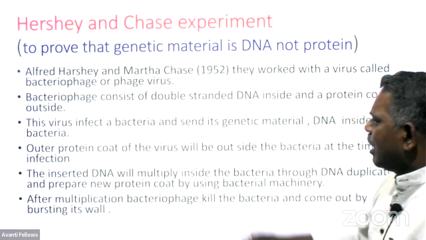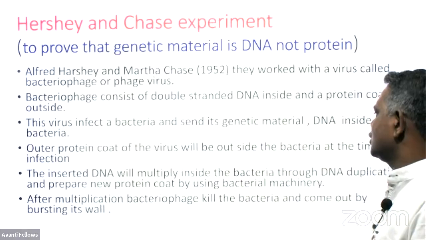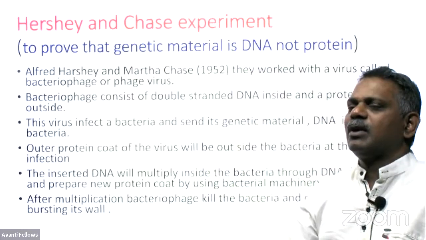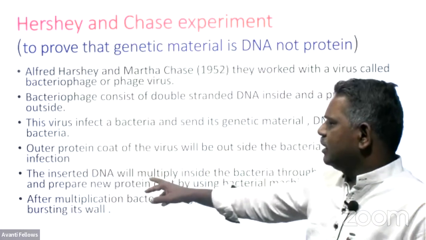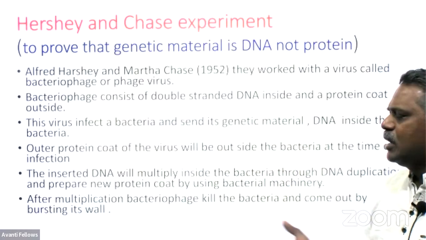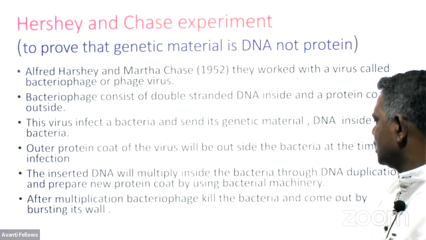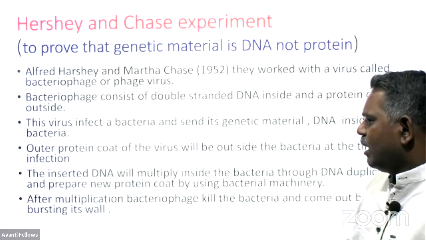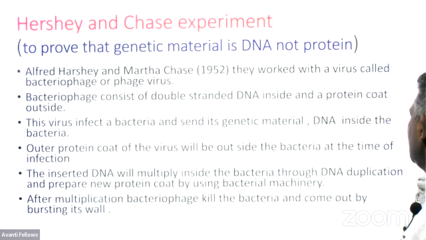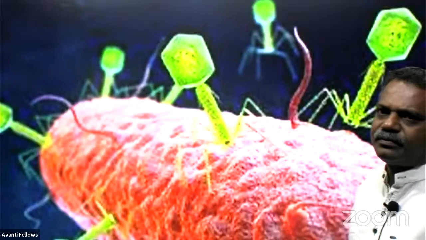The outer protein coat of the virus stays outside at the time of infection. The bacteria does not take the protein inside. The inserted DNA multiplies inside the bacteria through DNA duplication or replication and prepares a new protein coat using the bacterial machinery. After multiplication, the bacteriophage kills the bacteria and comes out by bursting its cell wall. So this is what.